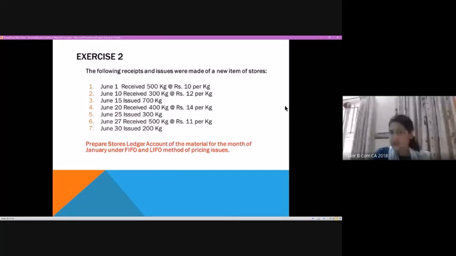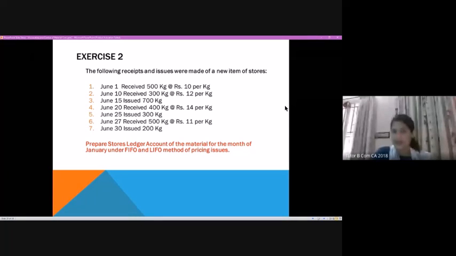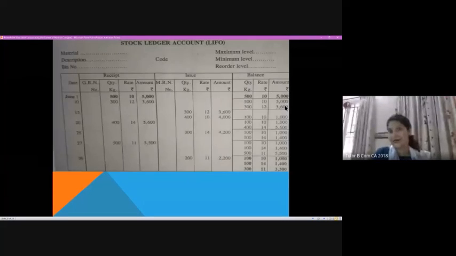Now we are going to look at the transaction. On June 15, there is an issue needed of 700 kg. Now the question comes, from where to? In FIFO method, we know that. Let's look at how it happens in LIFO method. It is last in, first out. So here the last stock which came in was 300 at the rate of 12, that is 3,600. So the first one to be issued would be 300 at the rate of 12, 3,600.